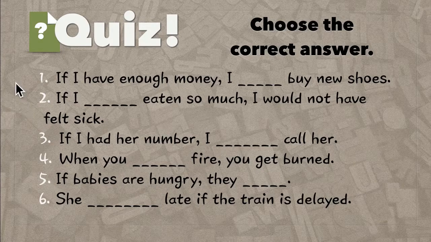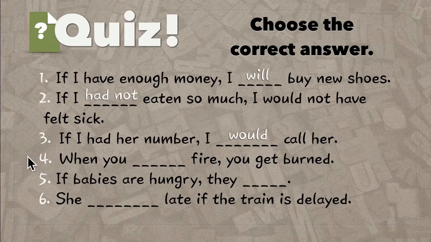Okay, number 1. If I have enough money, I will buy new shoes. 2. If I had not eaten so much, I would not have felt sick. 3. If I had her number, I would call her. 4. When you touch fire, you get burned. 5. If babies are hungry, they cry. And 6. She will be late if the train is delayed.